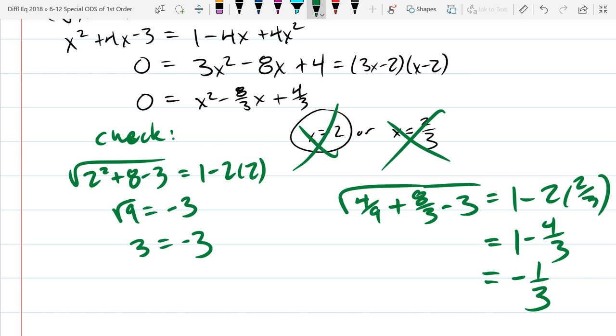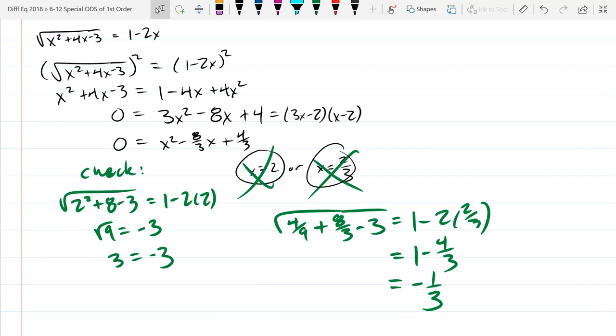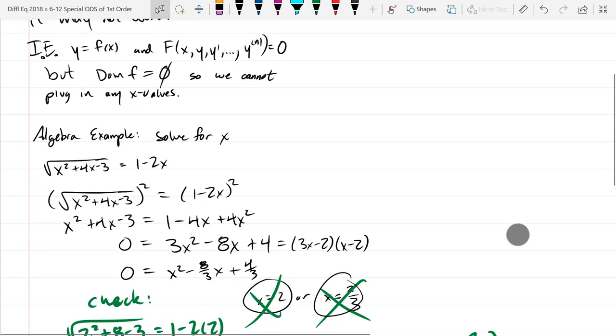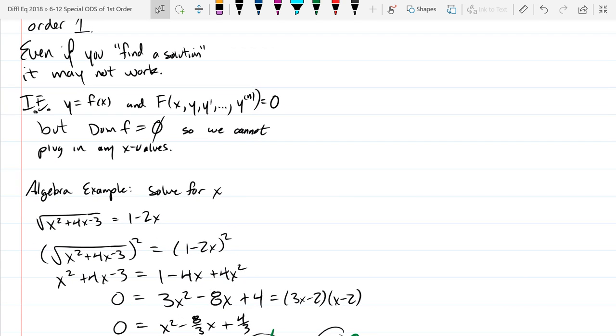Look, we found two non-solutions. Hey, that's practice. So this can happen even in the algebra world. You can do a bunch of algebra, you think you have it solved, you go back and check, and all your solutions don't work. So this is what I mean by you can, quote, find solutions. Look, we found two solutions, neither of which are solutions.